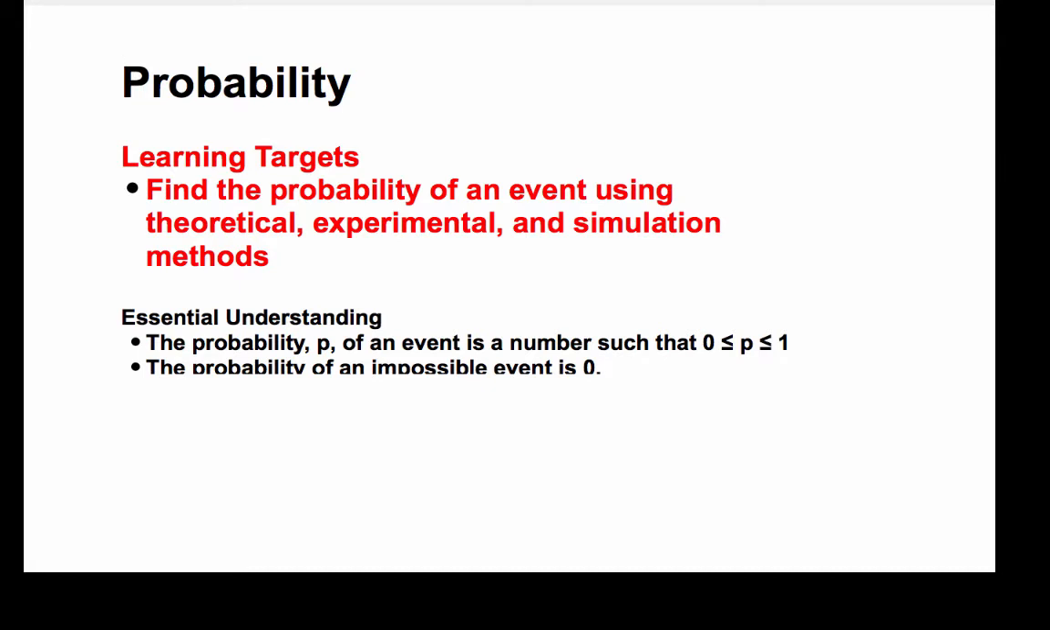Our learning target is to find the probability of an event using theoretical, experimental, and simulation methods. Essential understanding for the lesson: the probability P of an event is a number such that P is between 0 and 1 inclusive. Okay, our probability can equal 0, probability can equal 1. The probability of an impossible event is 0.